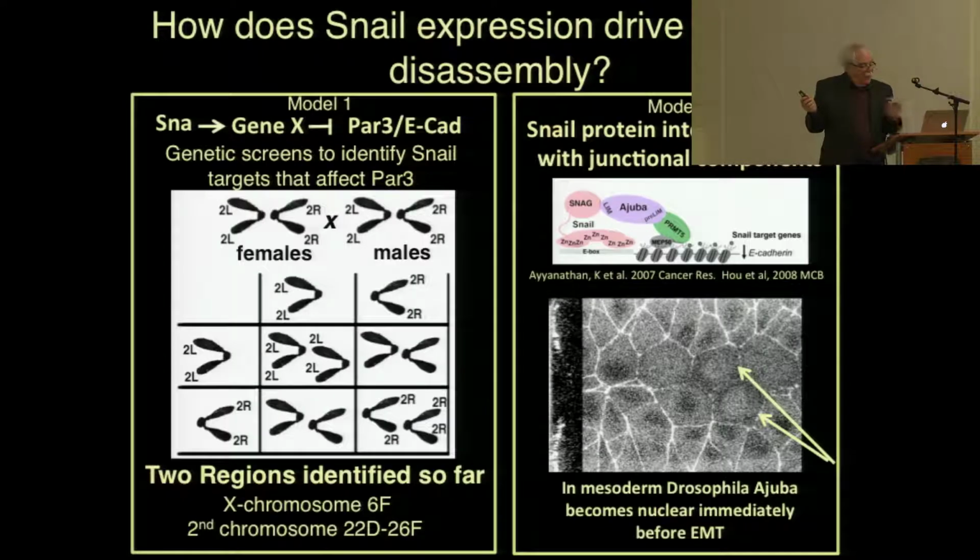I'm going to give you our two strategies. One simple strategy, model one, is that Snail, which is a transcriptional regulator, downregulates the expression of a mysterious gene called gene X that's not supplied maternally, and gene X then is an active protein that interacts with the cytoskeleton and downregulates cadherin. And we have never identified a gene for that.